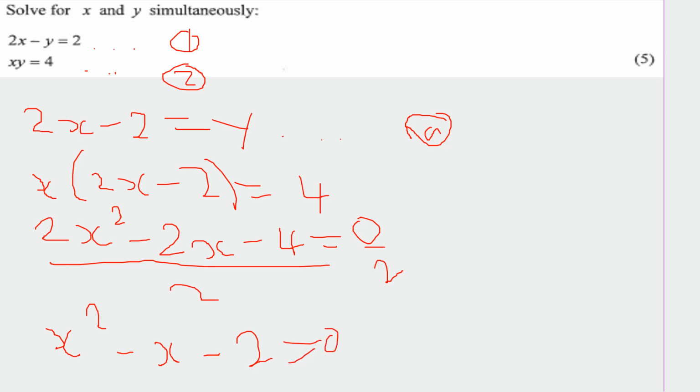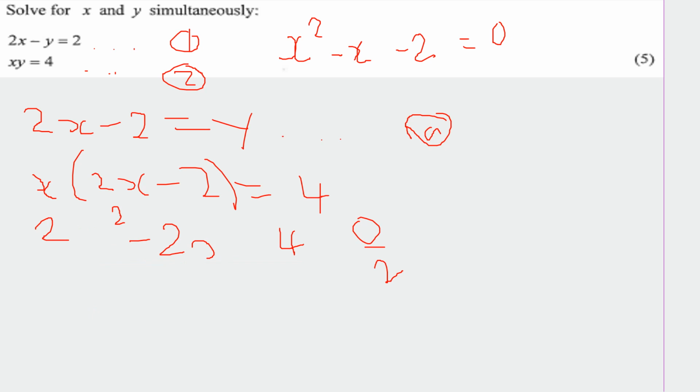So this is what we have. We have what? We have x squared minus x minus 2, which is equals to 0. I'm writing it there so that I can erase here.